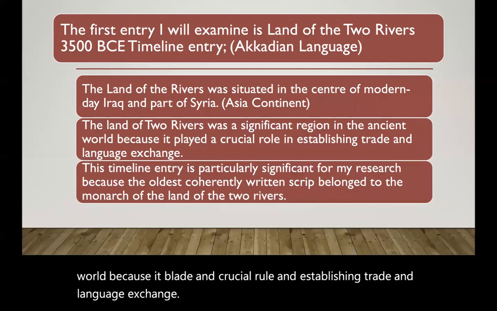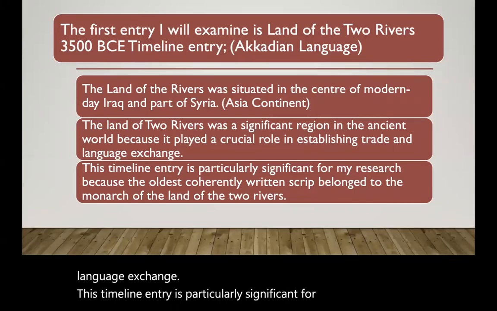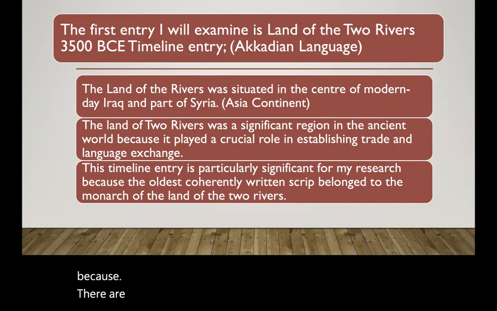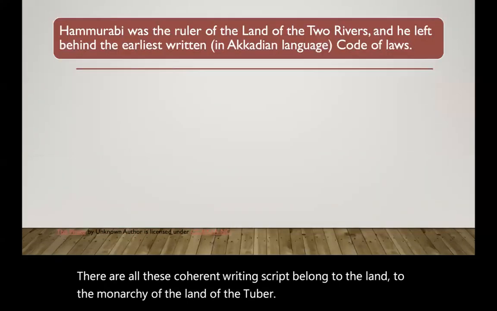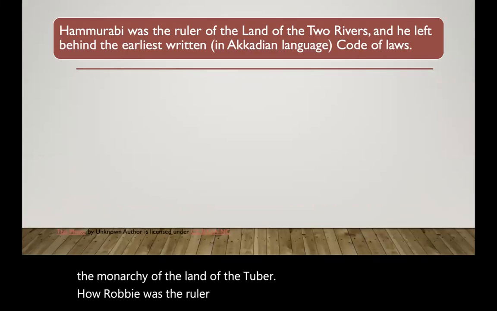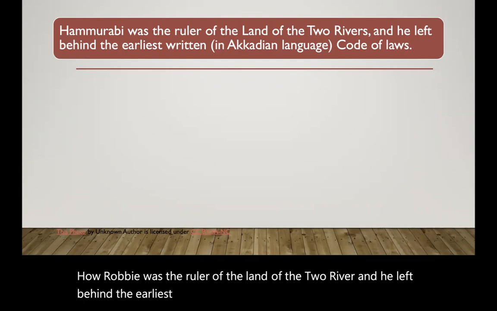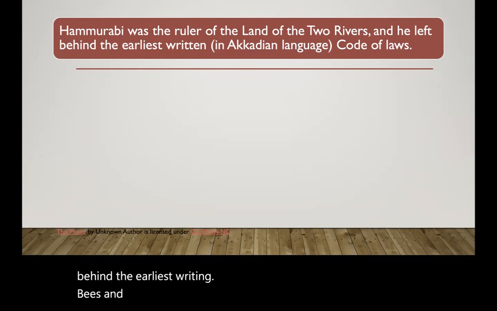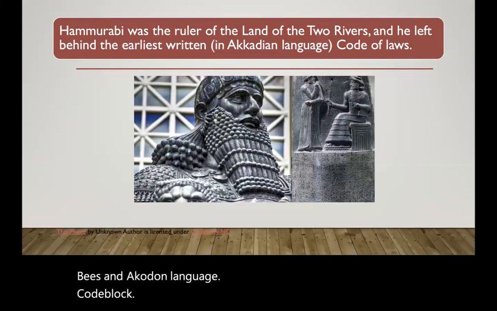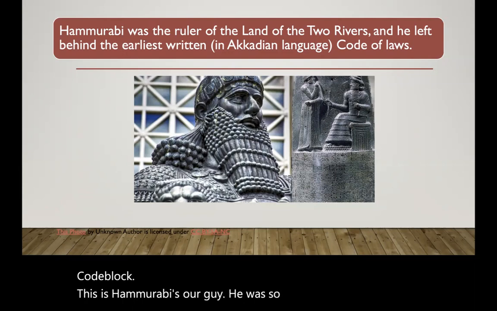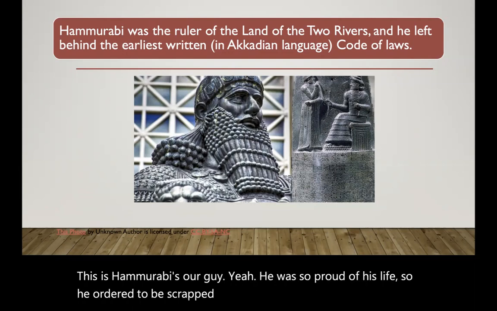This timeline entry is particularly significant for my research because the oldest coherent written script belonged to the monarchy of the Land of the Two Rivers. Hammurabi was the ruler of the Land of the Two Rivers, and he left behind the earliest written piece in the Akkadian language, the Code of Law. This is Hammurabi, our guy. He was so proud of his law that he ordered it to be inscribed on a stone for us to read today.